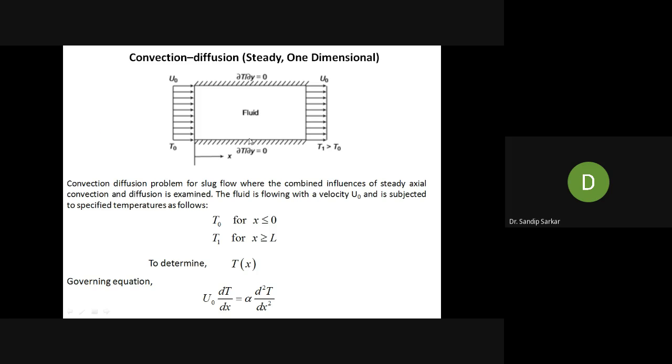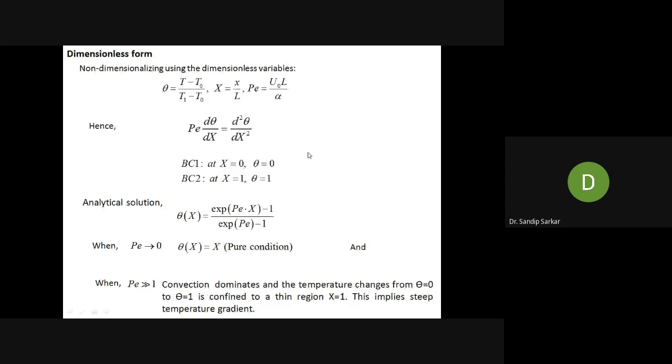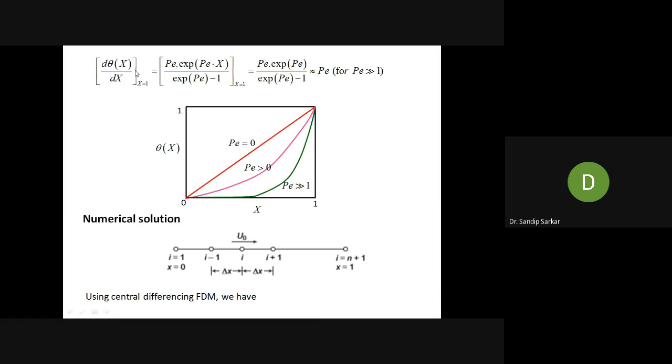So that means the temperature gradient will be confined nearer to the outlet of the domain. So how is it coming? That means the temperature gradient, theta from 0 to 1, will be confined near to x equal to 1. So let us see. The temperature gradient at x equal to 1, d theta/dx. Let us examine this consideration.